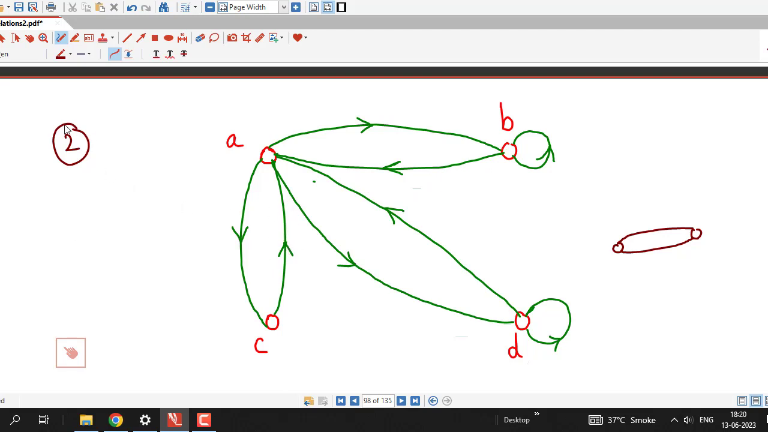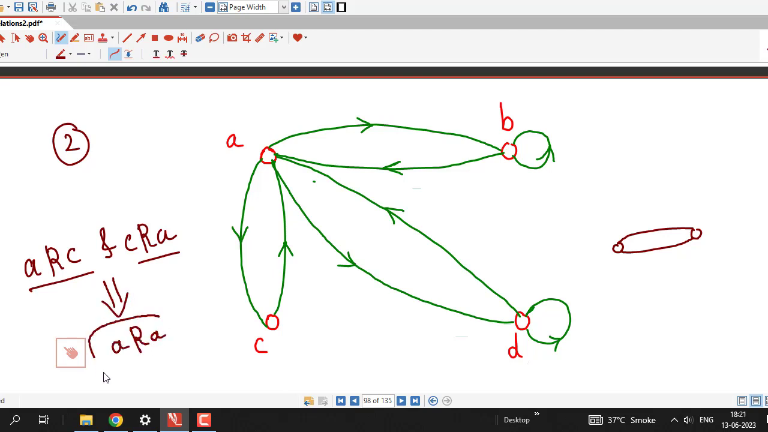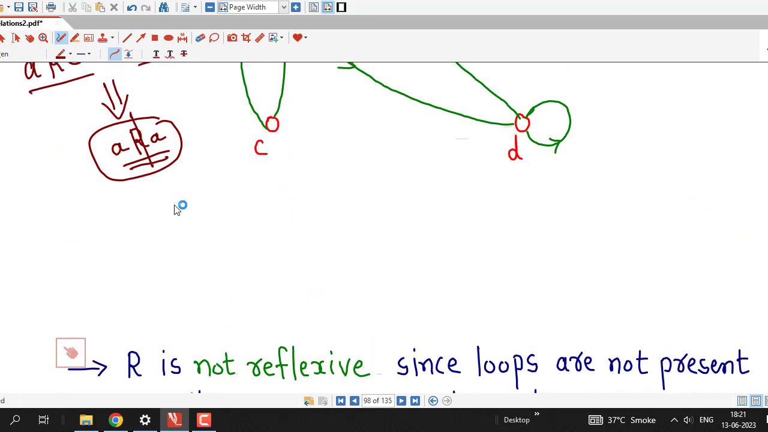For transitive we have to check different possibilities. Here we can see there is an edge from A to C, that means A is related to C, and there is an edge from C to A also, that means C is related to A. And if relation is transitive, then we must have A related to A, that is there must be a loop at vertex A, but there is no loop at vertex A, that means A is not related to itself. A is related to C and C is related to A, and if relation is transitive we must have A related to A, but here A is not related to itself because there is no loop at A, therefore this relation is not transitive. And we have to write all these things systematically.